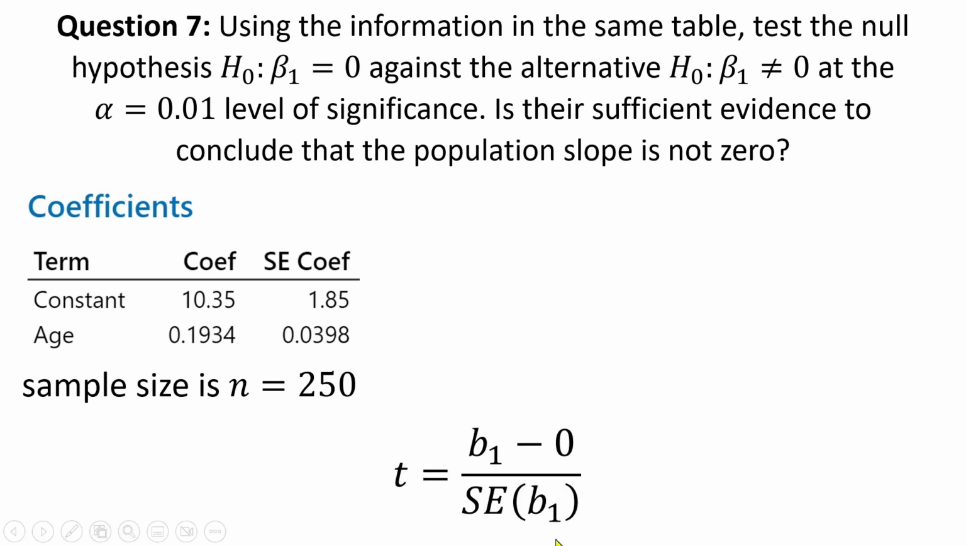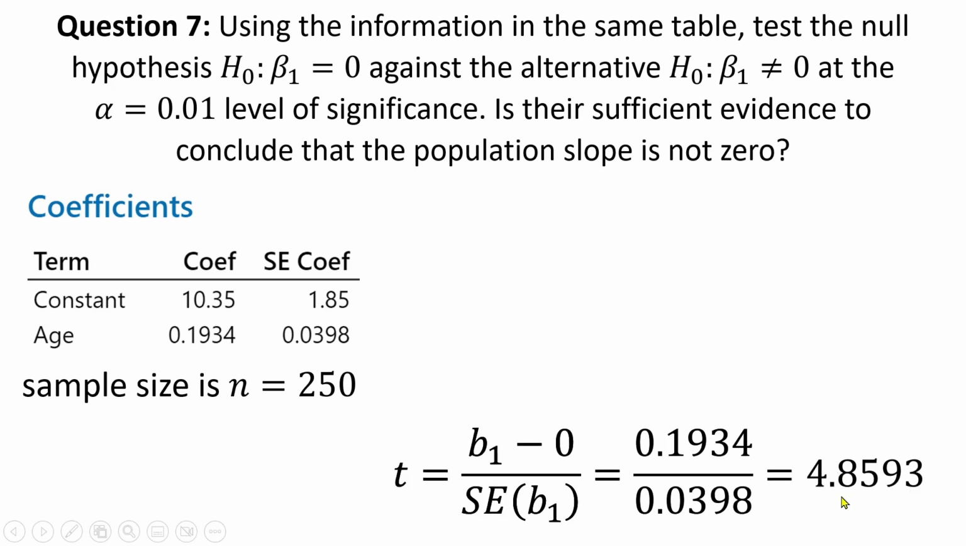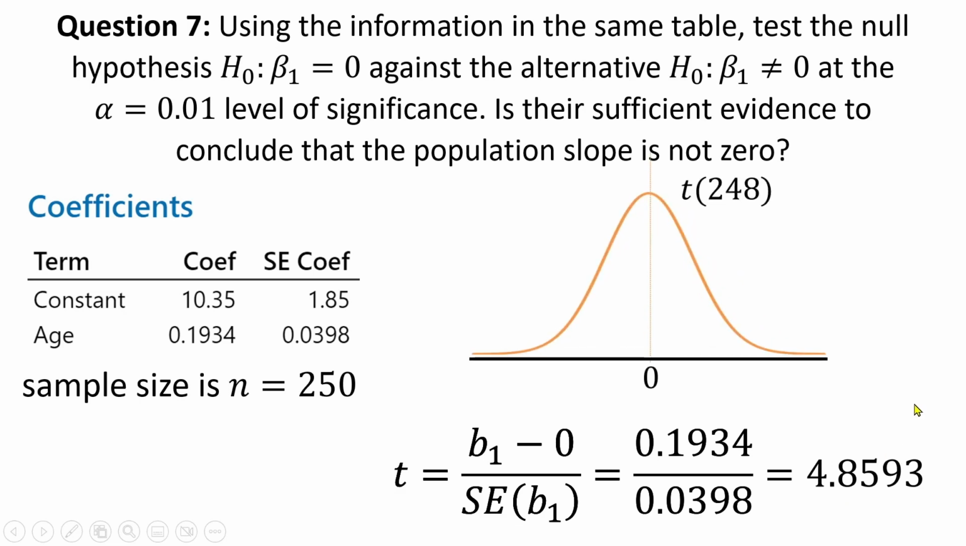We're going to calculate our test statistic. It's just equal to the estimate of the population slope compared with what is hypothesized under the null, divided by the standard error of that point estimate. So we're just taking values from the table. It's very easy to do the calculation. You can see that our test statistic is quite large. And we can compare that to our critical values.